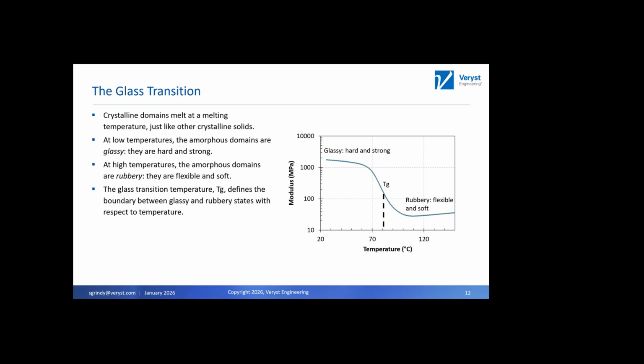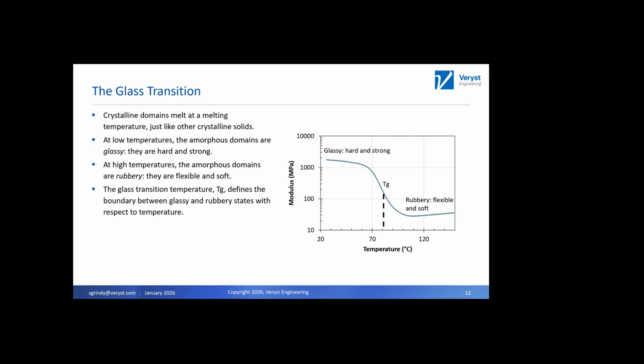And you notice that the y-axis here is on a log scale, meaning that as you go through Tg, the modulus is dropping from, in this case, about 1,000 megapascals, so that's about 2 gigapascals, down to about 20 megapascals. So a 2 orders of magnitude drop over this temperature range.